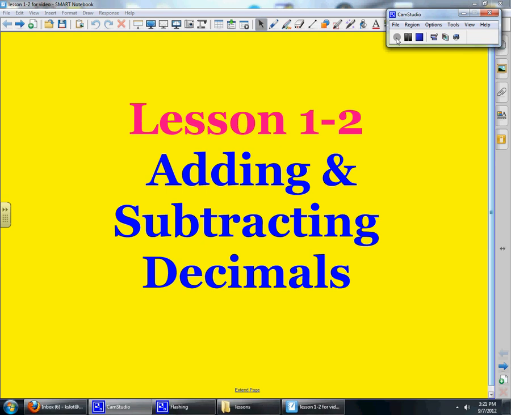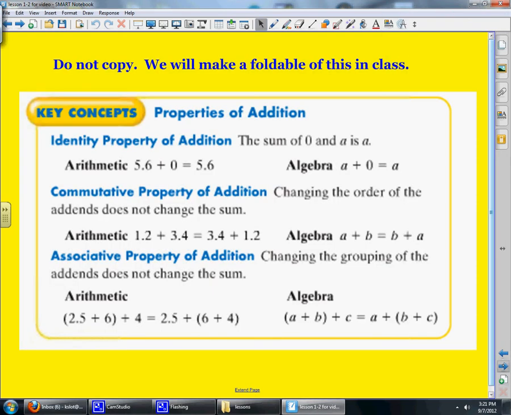This is lesson 1-2, adding and subtracting decimals. Please get out your notebooks and something to write with. Title your paper lesson 1-2, adding and subtracting decimals. And when you're ready, we'll move on to the next page.